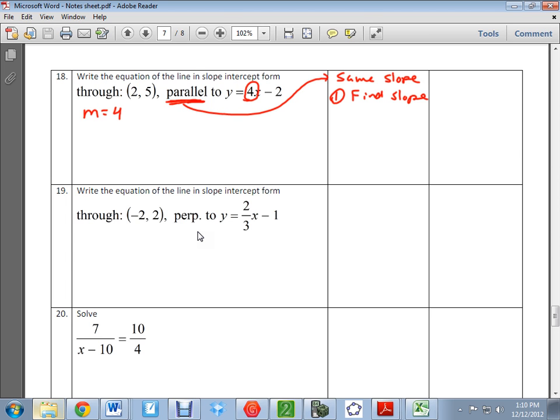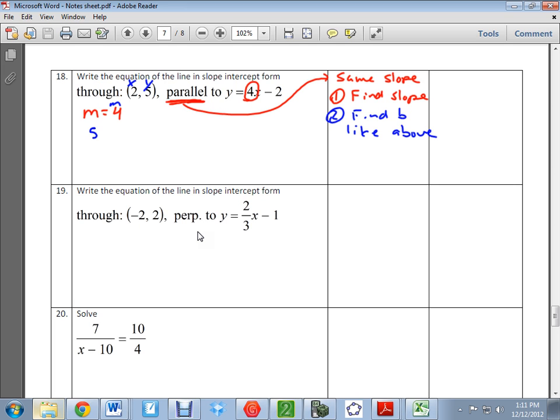The line that it gave me had a slope of 4, so that's the slope of my new line because it's parallel. It has the same slope. The second thing we want to do is find b like above. Alright, so I need to know x, y, and m. What is x? 2. Y is? 5. And m is 4. We've already found that. So I want to plug it into y equals mx plus b.